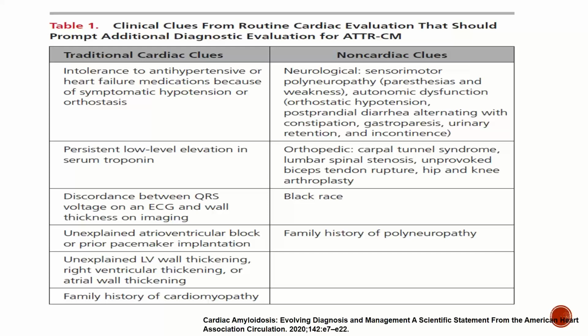Non-cardiac clues to the diagnosis include neurologic involvement, so sensory-motor polyneuropathy, and autonomic dysfunction in the form of orthostatic hypotension, postprandial diarrhea alternating with constipation, gastroparesis, urinary retention, and incontinence. Orthopedic manifestations include carpal tunnel syndrome, lumbar spine stenosis, unprovoked biceps tendon rupture, and hip and knee arthroplasty, as well as family history of polyneuropathy. These are all clues to the diagnosis of amyloidosis in any patient.